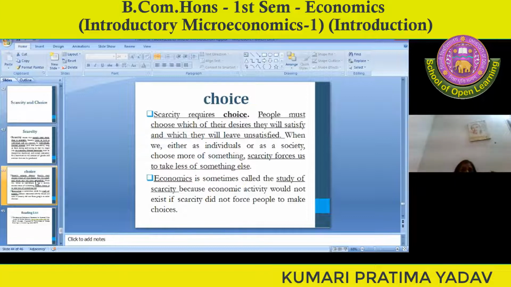Because of limited resources. Economics is sometimes called the study of scarcity because economic activity would not exist if scarcity didn't force people to make choices. Even if you go to the market and try to buy vegetables, groceries, or any kind of things, you have limited resources, you have limited money.